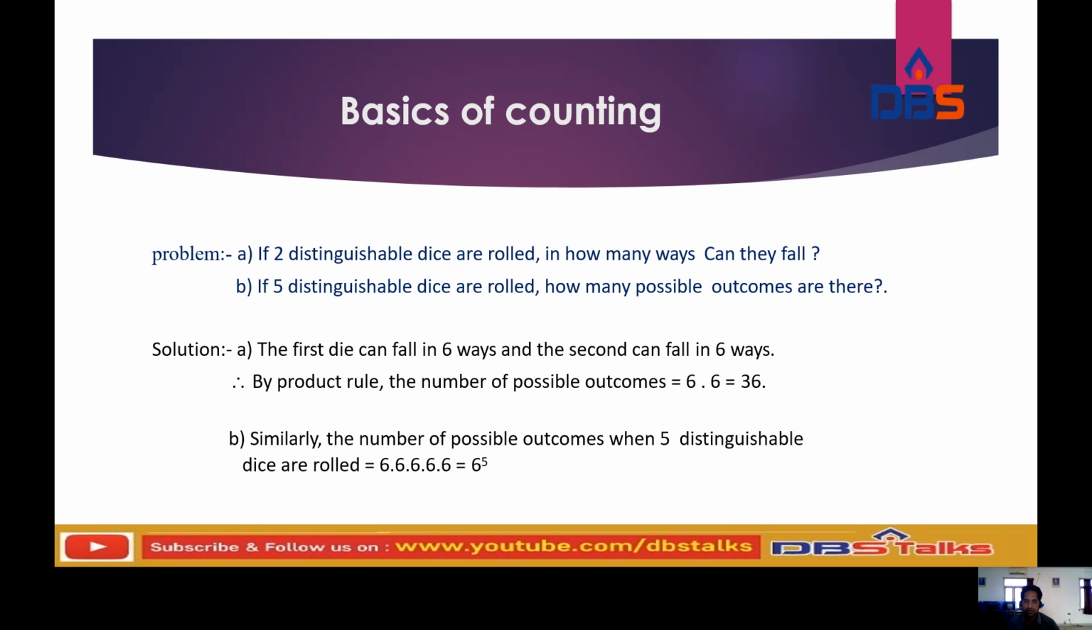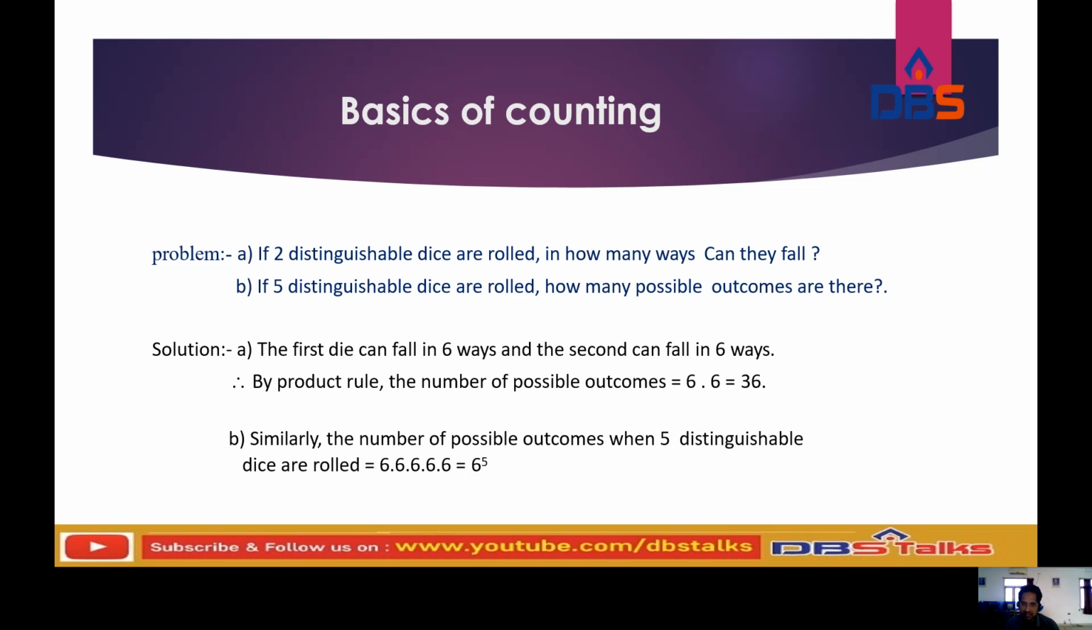Next, if two distinguishable dice are rolled, in how many ways can they fall? See, the first die can fall in 6 ways and the second also 6. By the product rule, the number of possible outcomes is 6 into 6, that equals 36 possible outcomes whenever two distinguishable dice are rolled.